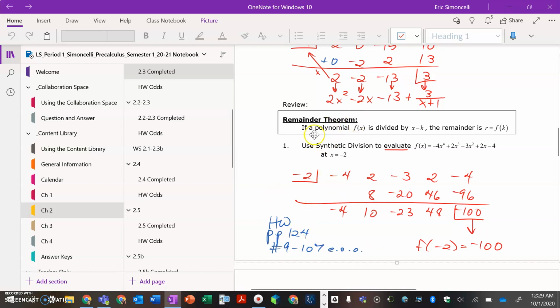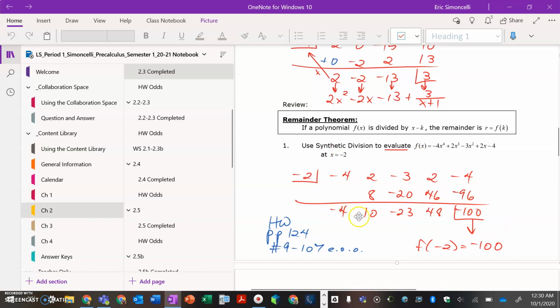The remainder theorem. If a polynomial f of x is divided by x minus k, the remainder is r equals f of k. Use synthetic division to evaluate this quartic at x equals -2. So in a sense, it's similar to the last couple questions there, but you're already provided this value. The coefficients, as you see, are all laid out without any placeholders, so I don't have to fill 0 in for anything. And then I went through and I did the appropriate math. Add 0 first, multiply, add, multiply, add, multiply, add, and so on. You're finishing here with -100.